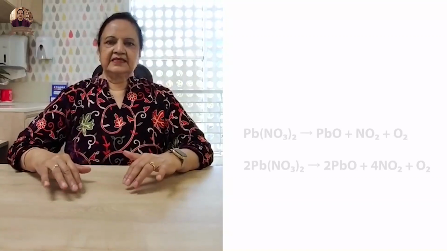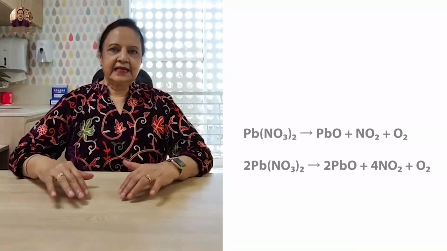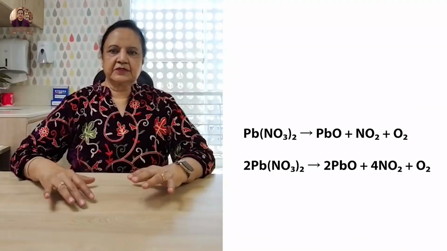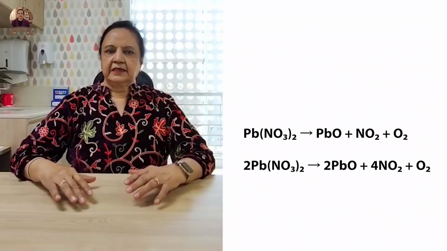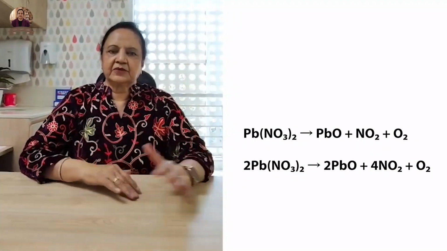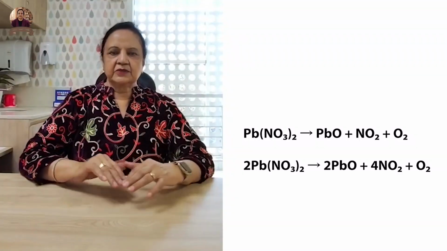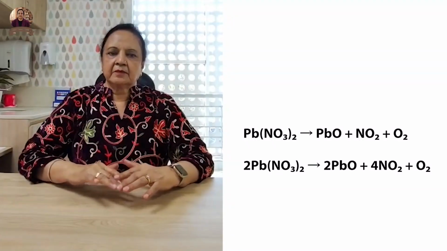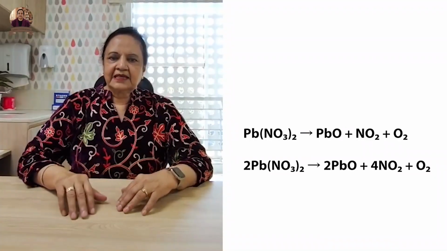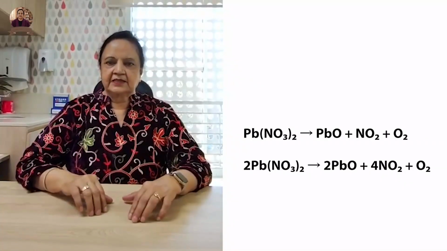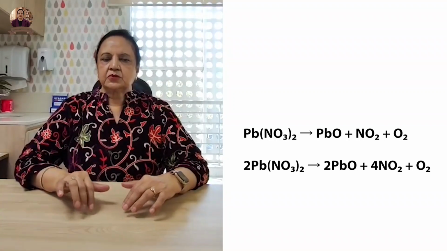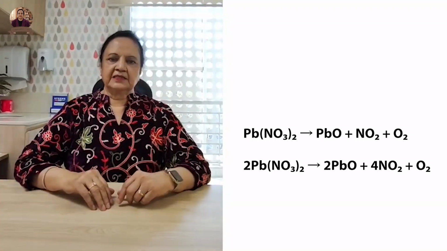Let us begin. Let's take the first example. Lead nitrate on heating gives out brown fumes. Balance it carefully. Count the lead atoms: on the left, one; on the right, one, balanced. Nitrogen: 2 on left, 1 on right, not balanced. So put 2 before PbO? No, that would unbalance the lead. We balance oxygen last. After balancing, we get 2 Pb(NO3)2, which gives 2 PbO plus 4 NO2 plus O2.